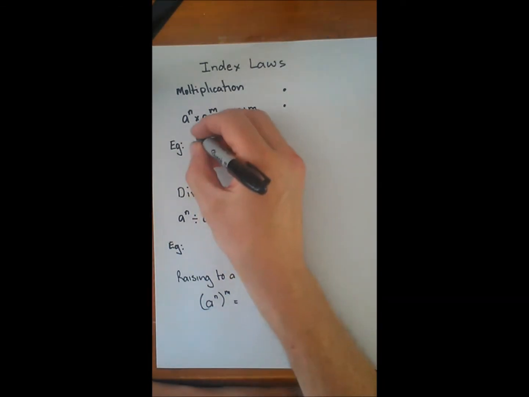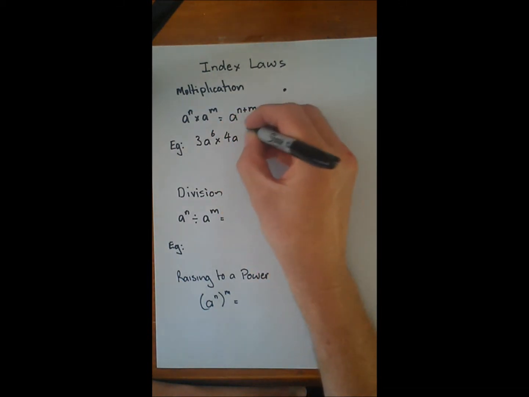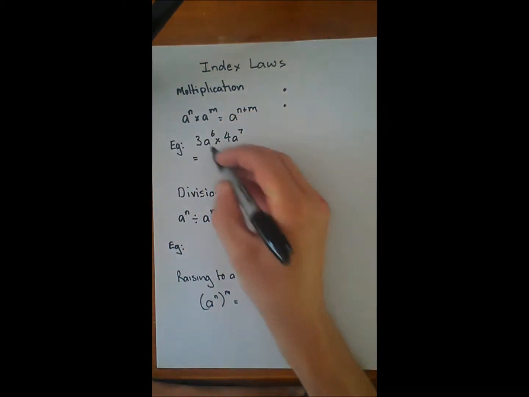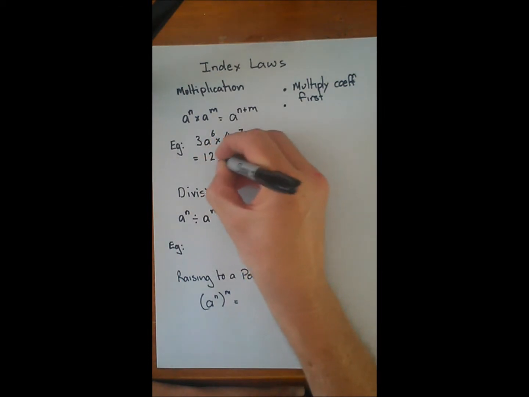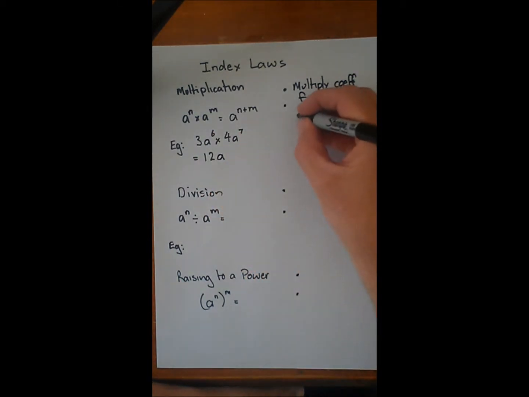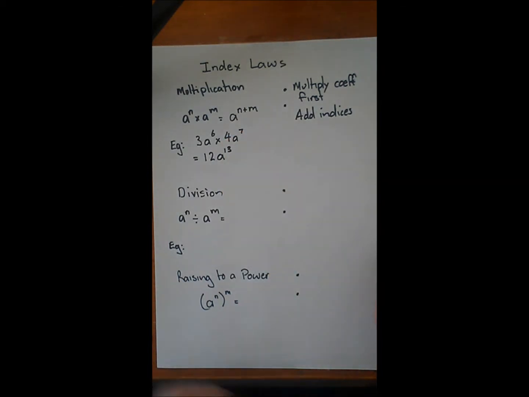Now sometimes there's going to be some coefficients involved, so it's going to be things like 3a to the 6 times 4a to the 7. In this case, you want to multiply the coefficients first. So 3 4s are 12, a, keeping the base the same, and then you add the indices. So 6 plus 7 is 13, 12a to the 13.